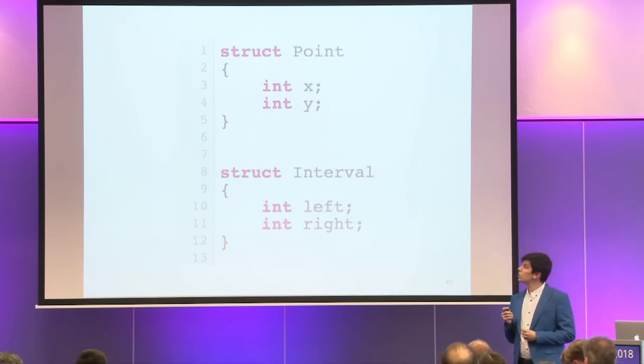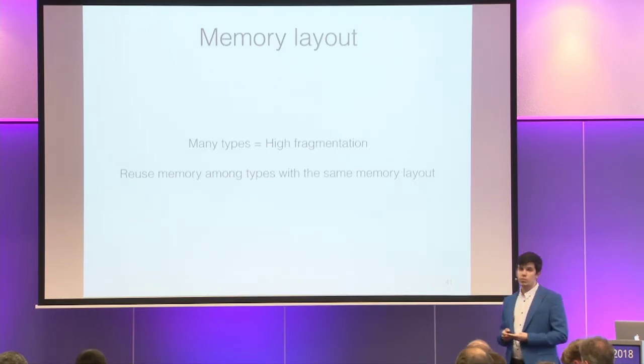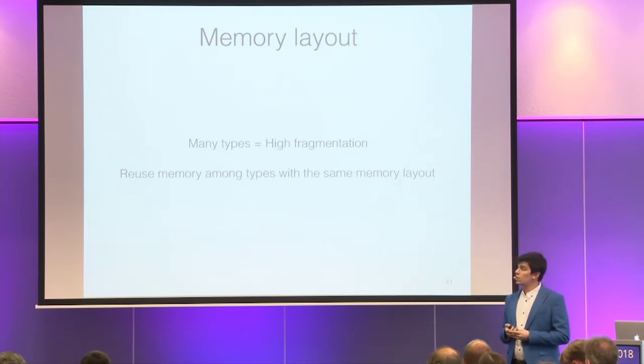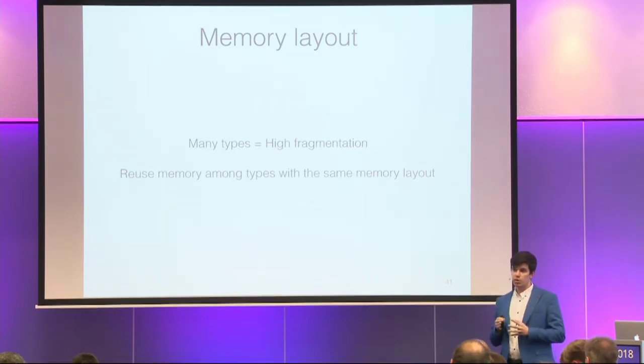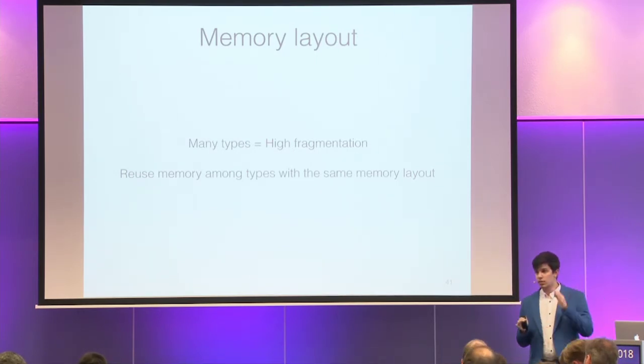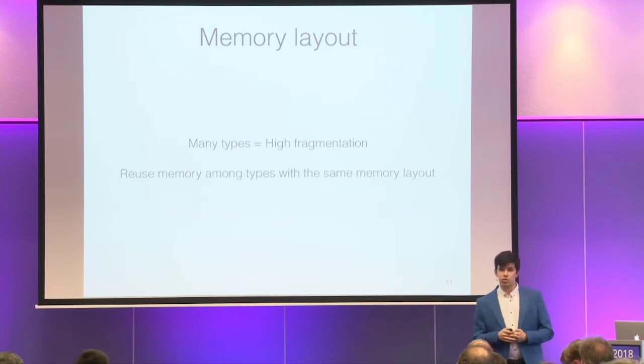which leads us to the next idea. Instead of reusing memory only among objects which have the same type, we're going to reuse memory among types which have the same memory layout. Again, the safety guarantee is even lower, but this highly depends on what safety guarantees you want for your application.